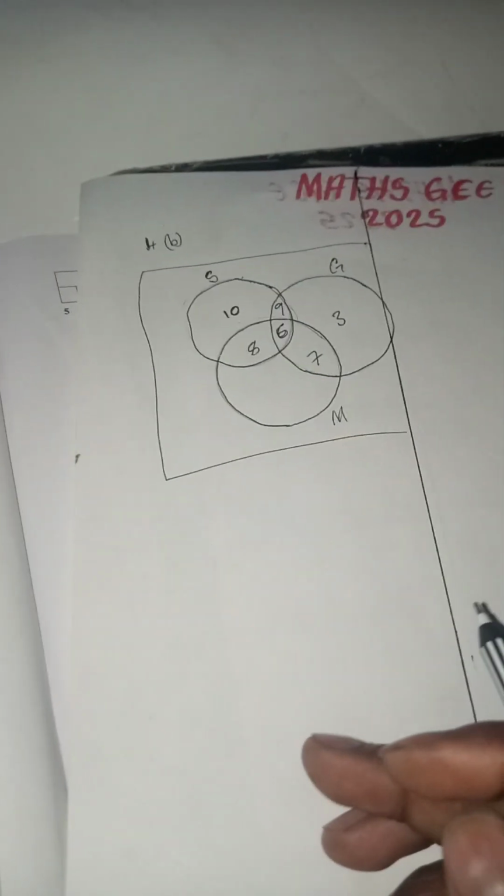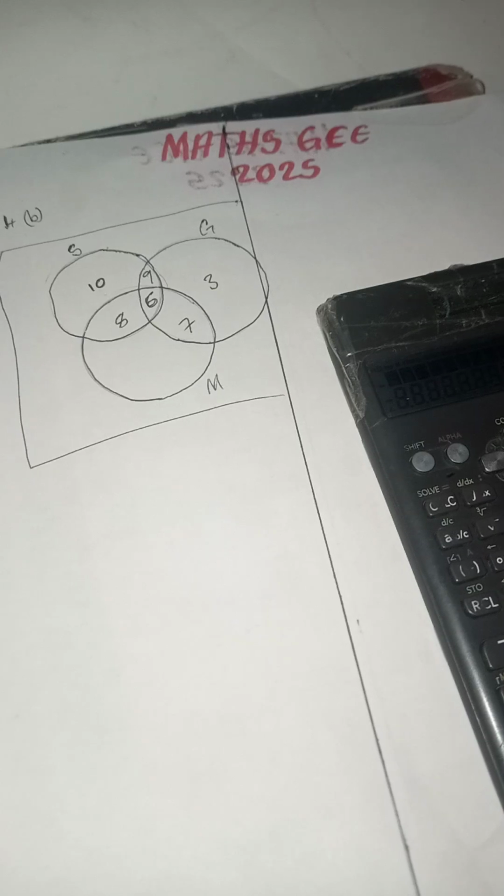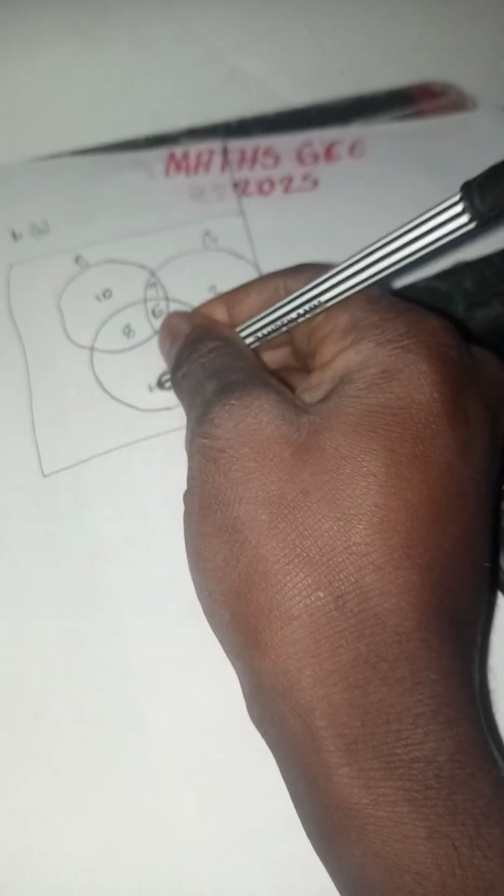We move from groundnuts, we go to maize. Those that were doing maize, we are saying that there were 38. The same procedure, we are going to add 7 plus 6 plus 8. We are saying that 7 plus 6 plus 8 is going to give us 21. Then if we subtract 21 from 38, we are going to remain with 17. We have just illustrated this information in the Venn diagram.